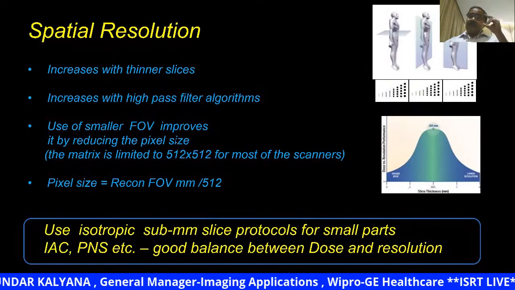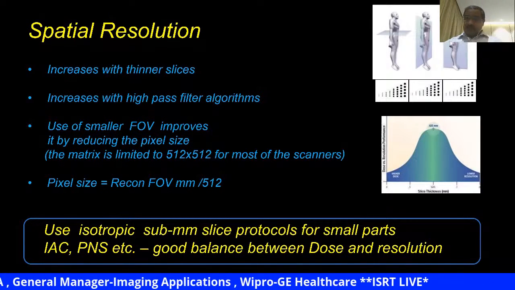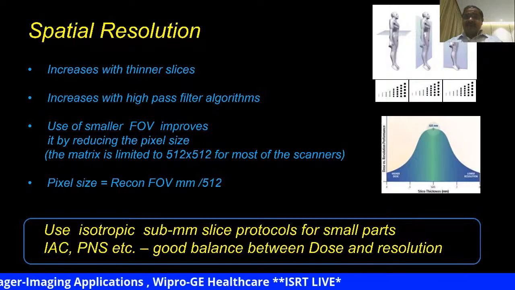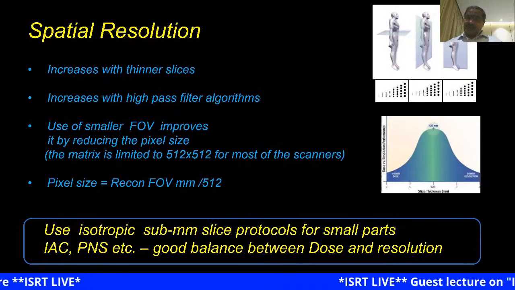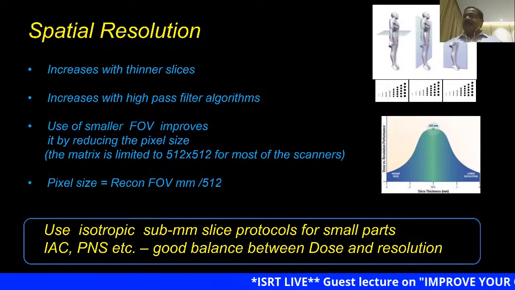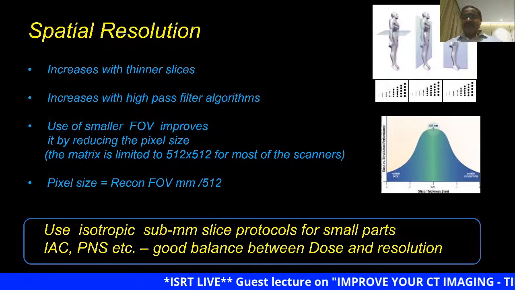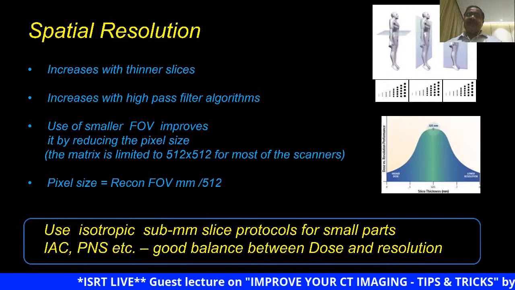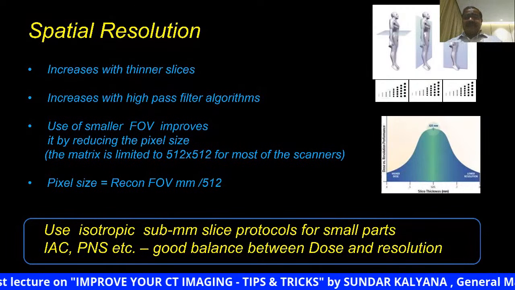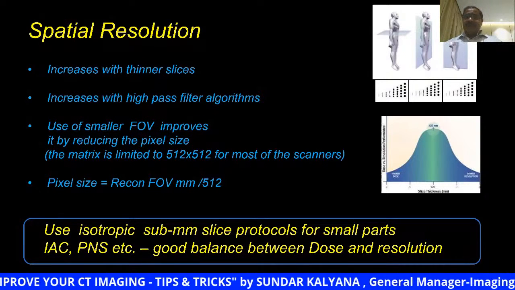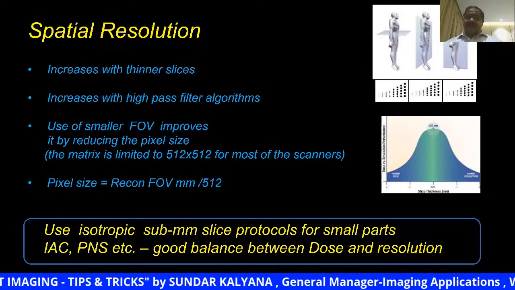Spatial resolution improves with the high pass filter, but you may lose your contrast resolution. Very interestingly, as you have seen in the previous slide, use a smaller field of view of reconstruction, because all your CT images are 512 by 512 matrix on most scanners. And to improve the size of the pixel, you have to use the minimum possible field of view.